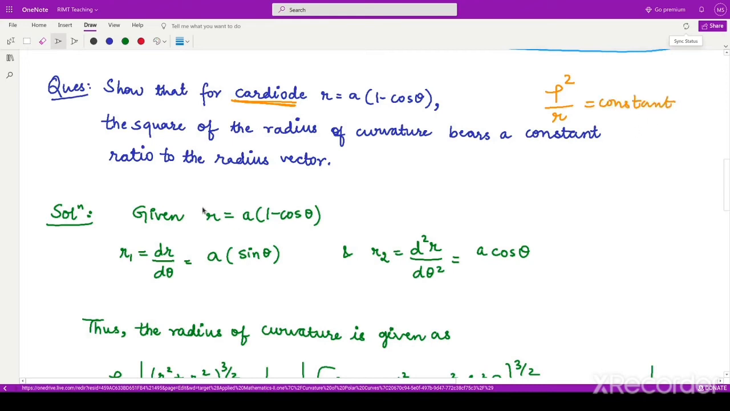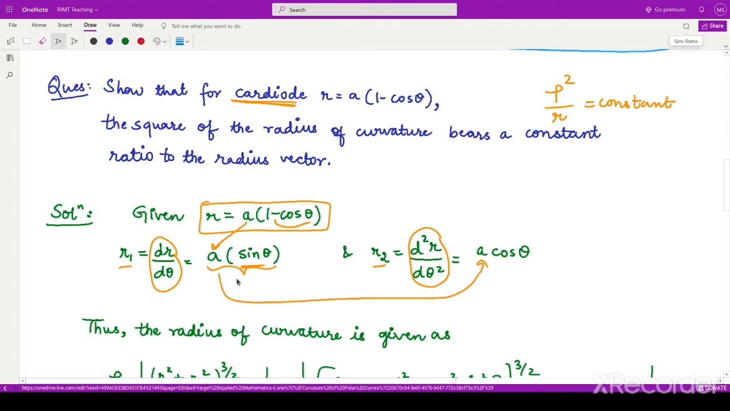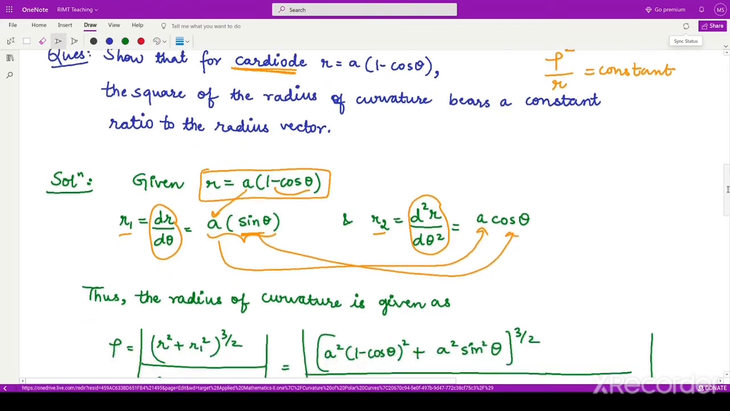For that, our curve is given to be r = a(1 - cos θ). Firstly we will calculate r1 and r2, that means the first derivative of r with respect to theta and the second derivative of r with respect to theta. So a would be constant, the derivative of 1 would be 0, the derivative of minus cos theta would be minus sine theta, so that would be a sine theta. And then we have the double derivative of this quantity: a as such, and the derivative of sine theta would be cos theta. So we have r1 and r2.